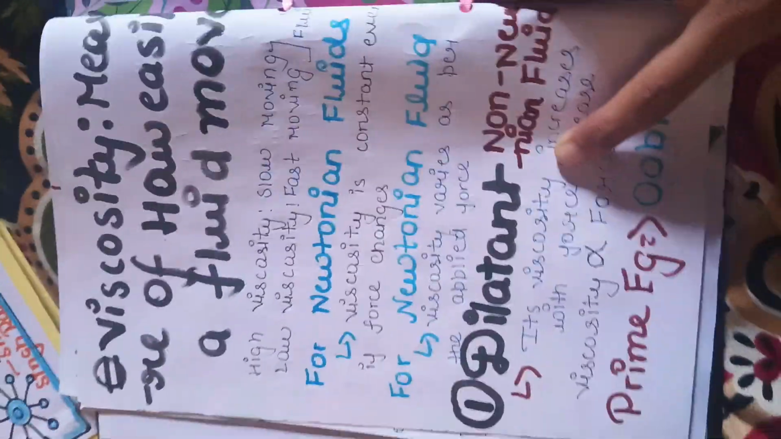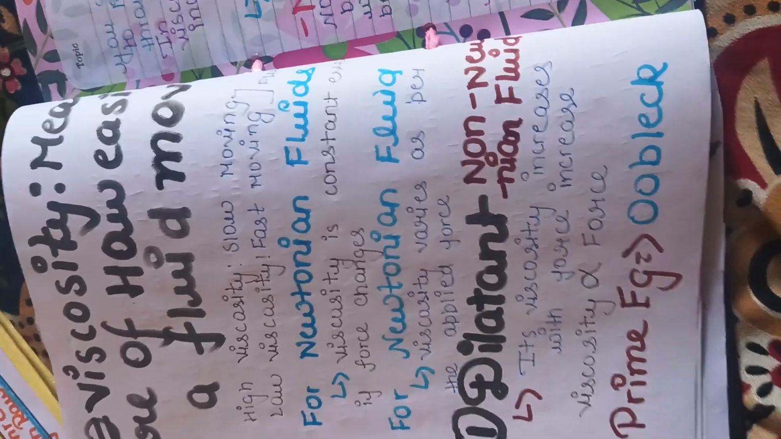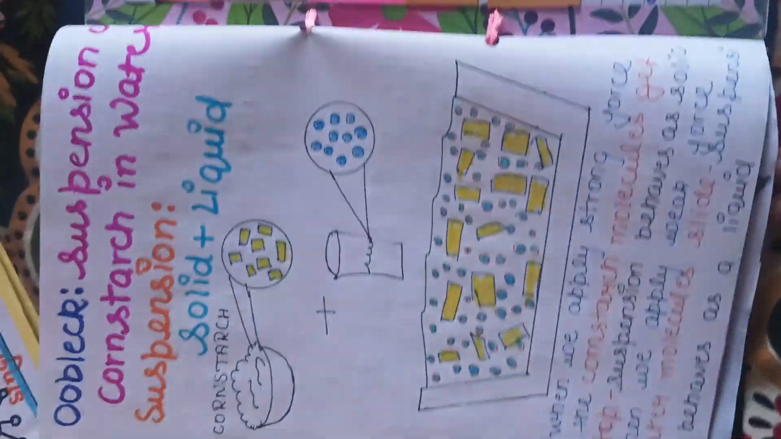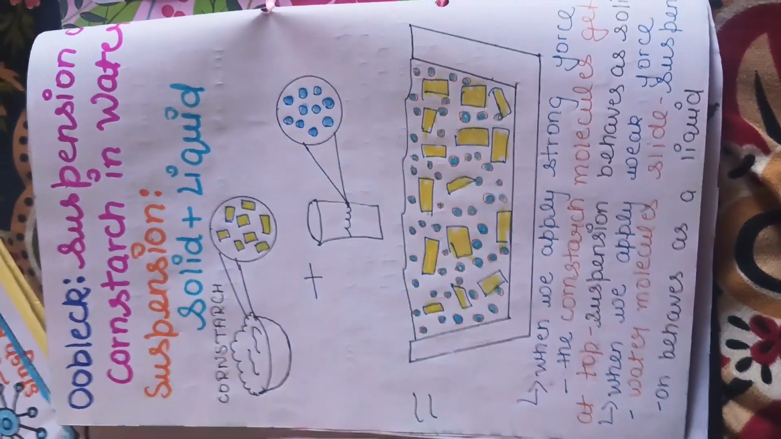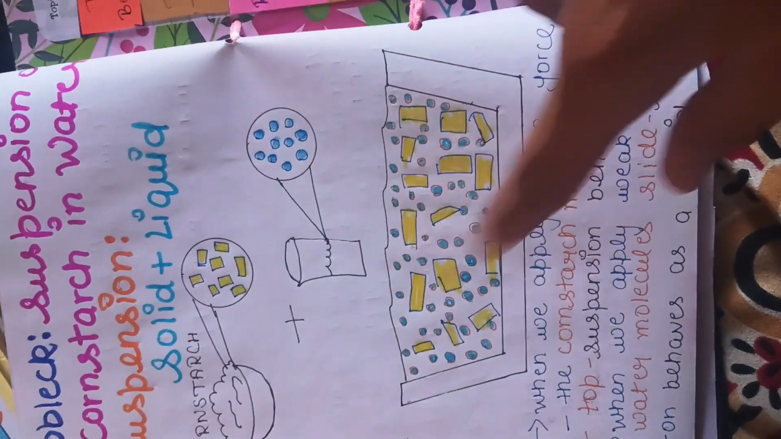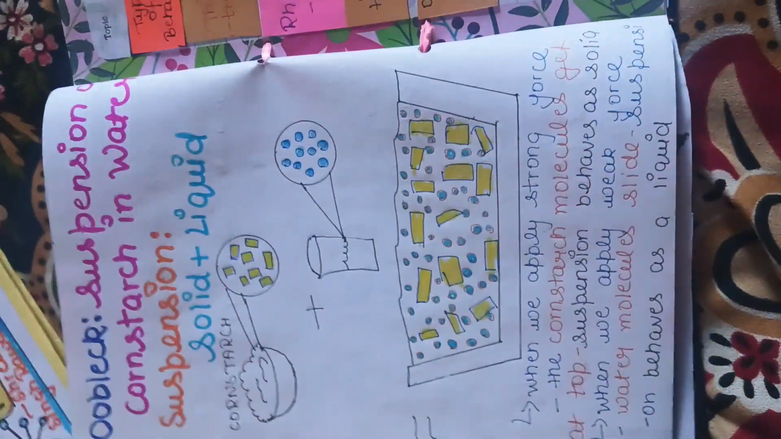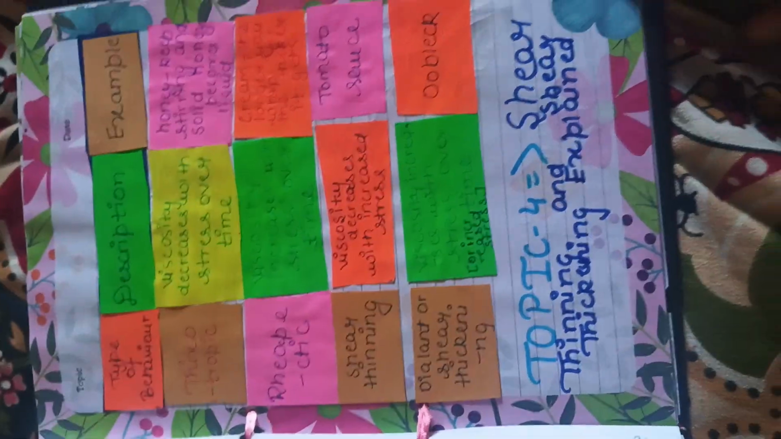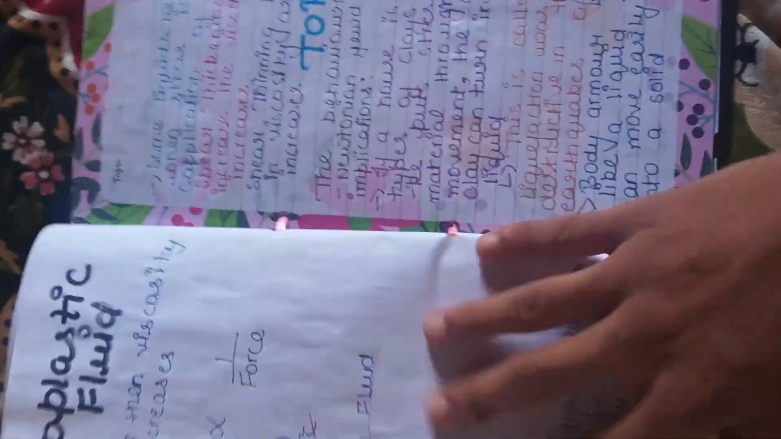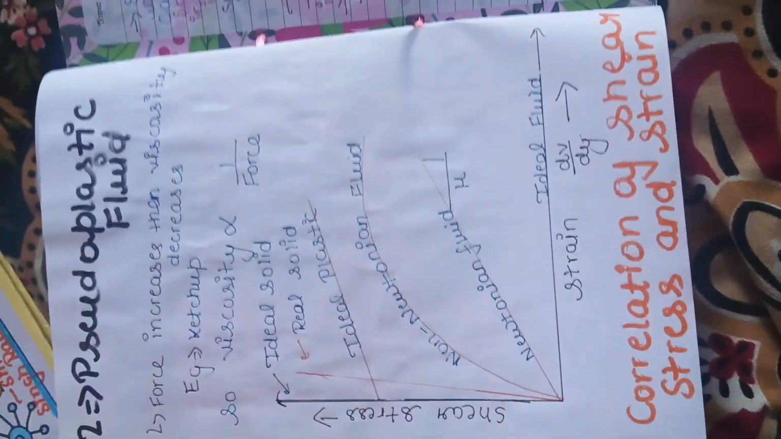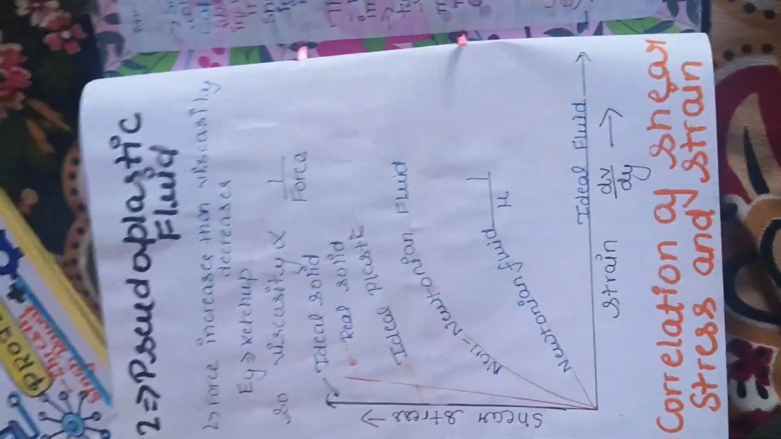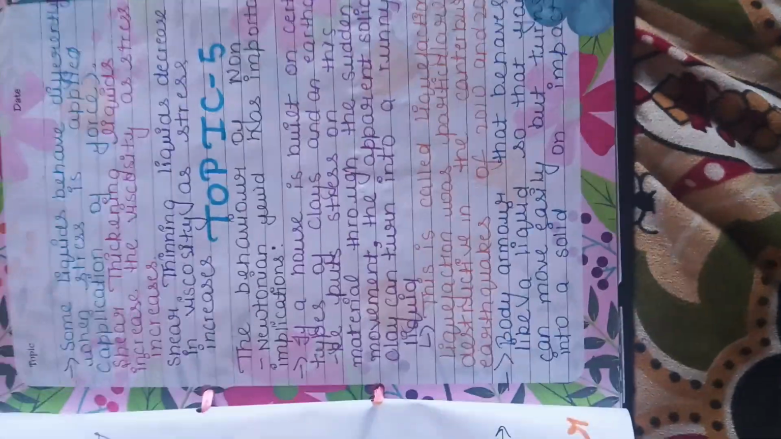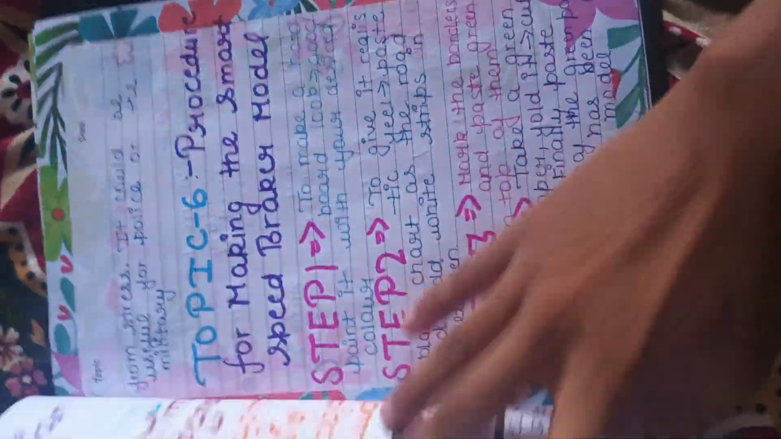Then we have viscosity, and how it acts on fluids. Then we have the Oobleck suspension of cornstarch in water. This is solid plus liquid, and how the cornstarch mixture is prepared. I've added it. Then this is a table made by me. I hope it is clear for thixotropic and all the components. Then this is pseudoplastic fluid again, and the graph that I have used shows the relation between strain and shear stress. This is the next topic.